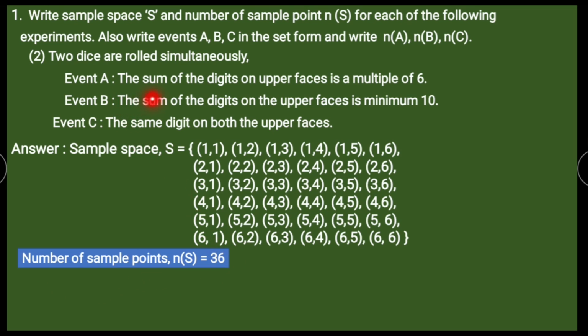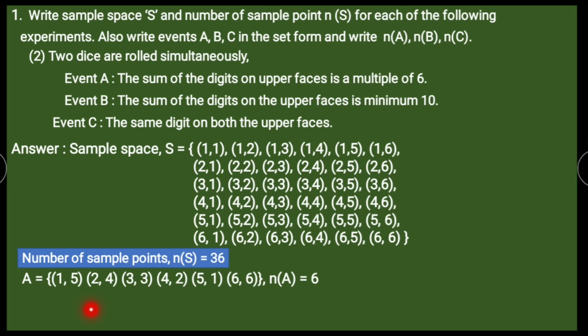Now for event A, the sum of the digits on the upper faces is a multiple of 6. That means we have to add the two outcomes: 1 and 5, we get 6; 2 plus 4 we get 6; 3 plus 3 we get 6; 4 plus 2 we get 6; and 5, 1 we get 6. Here 6 plus 6 we get 12, which is a multiple of 6. So we have to find those outcomes whose sum is a multiple of 6, that is 6 or 12, because the highest number is 12.